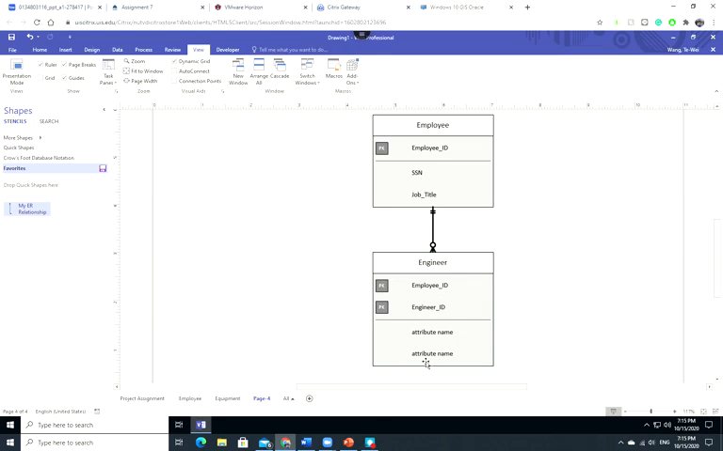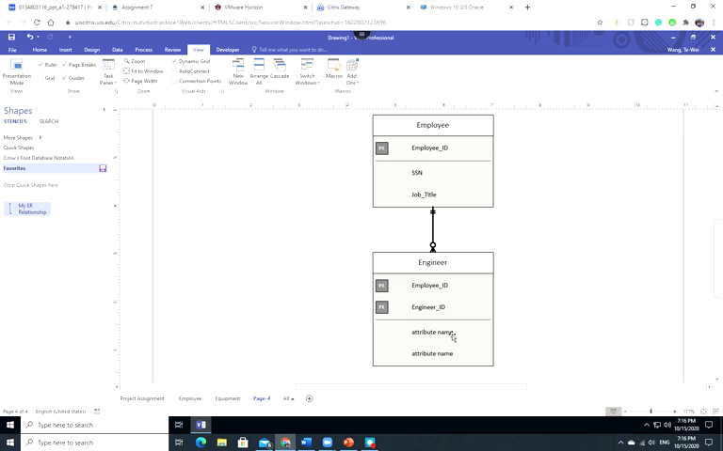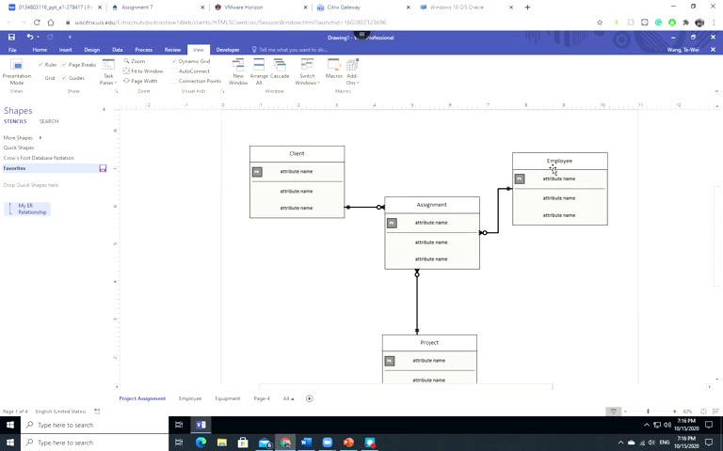But based on the pattern we learned, this is how it is modeled, so you can kind of mimic that model. Yeah, very good thinking actually. Put engineer ID, so you have employee ID and engineer ID. You have two IDs there, right? Once you have done this, now you can use engineering-specific instead of employee here in your project assignment.